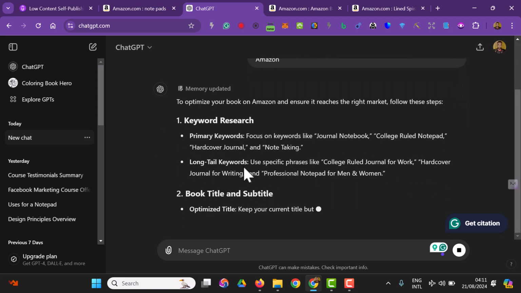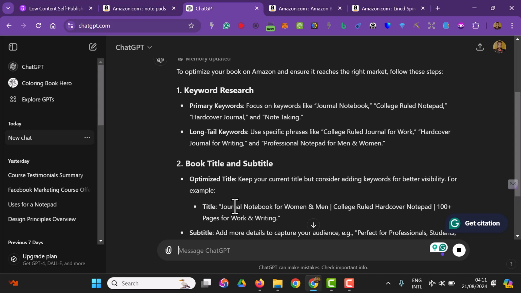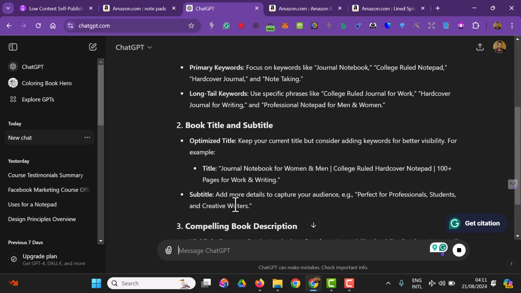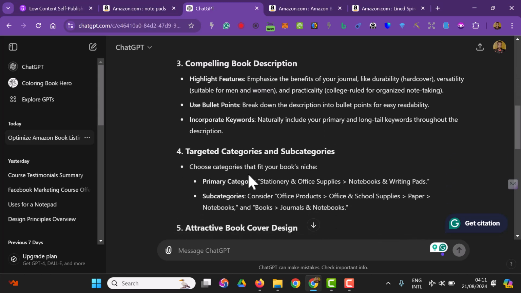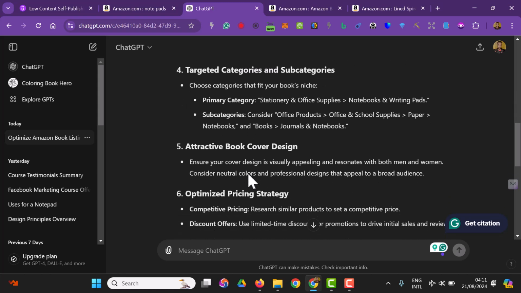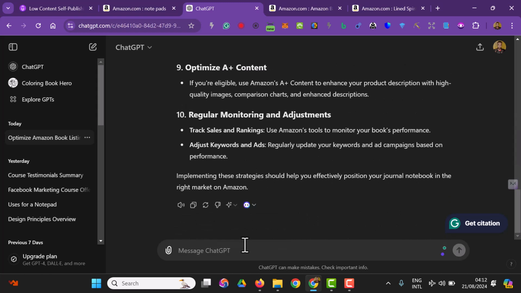So we are going to have the book titled, but consider adding keywords for better visibility. For example, journal notebook for women and men, college wood cover notepad, 100 plus pages. This looks good. The title looks good, and we have the subtitle, the description with bullet points, and targeted categories. We have an attractive book cover design. You can just leave it like this for now, and we'll improve it in the next lesson.